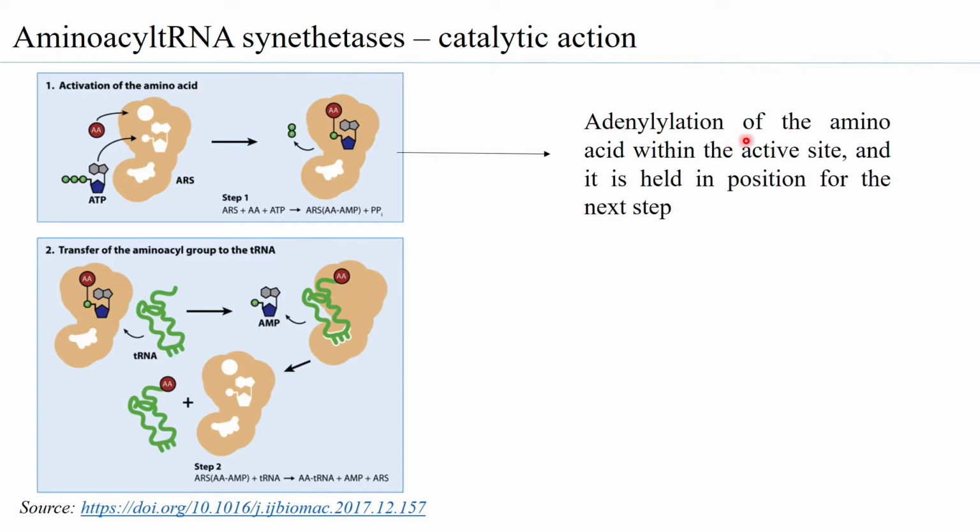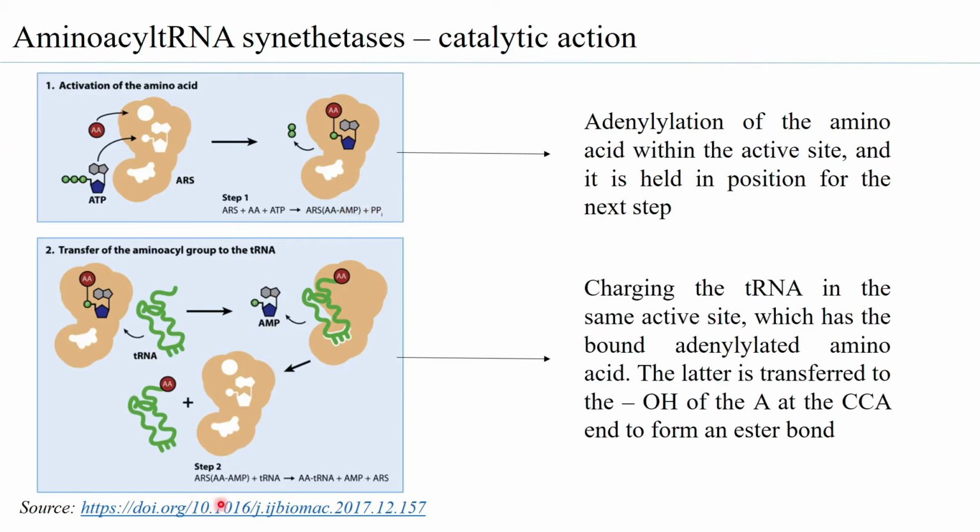Now, what is adenylated? When the amino acid reacts with ATP, within the active site of the aminoacyl-tRNA synthetase, the amino acid will link up through an acyl bond with the AMP. That means the carboxyl group of the amino acid will attach to the phosphoryl group of the adenosine monophosphate. And what is going to be released is PPi. We will look at it again as a reaction. The second step is the charging of the tRNA.